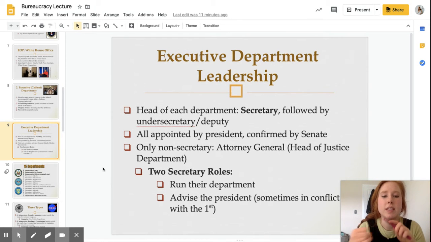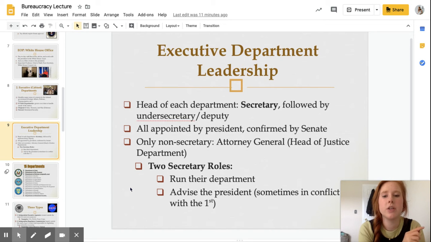And so they have a secretary, and then there's an undersecretary or deputy, and that is just the order of authority in those departments. They're appointed and then confirmed by the Senate. Again, the Senate confirmation process video is the same for these department heads. The only person that is not a secretary is the Attorney General, and that is the head of the Justice Department. So the secretary roles, they run their department and advise the president.